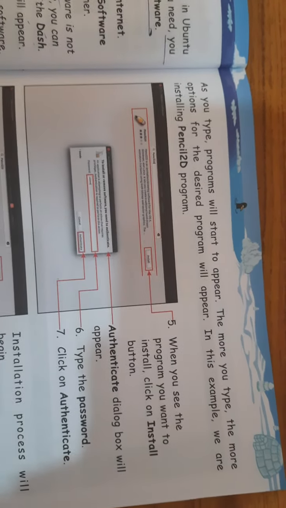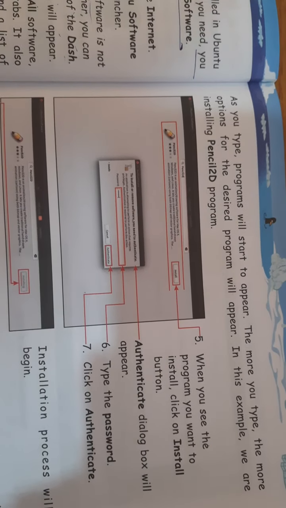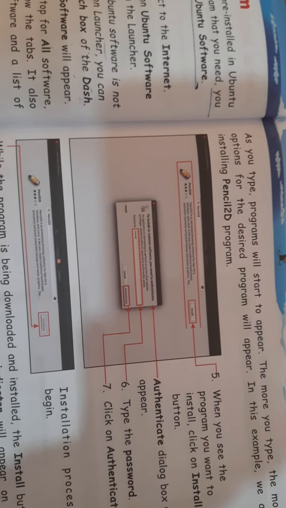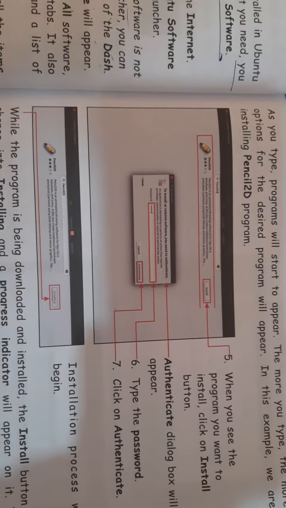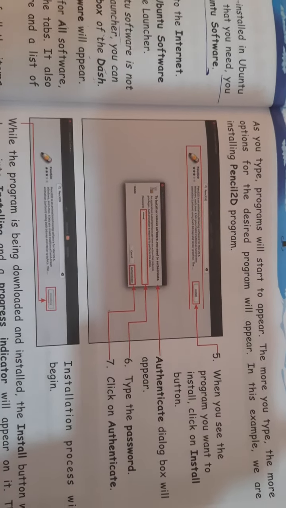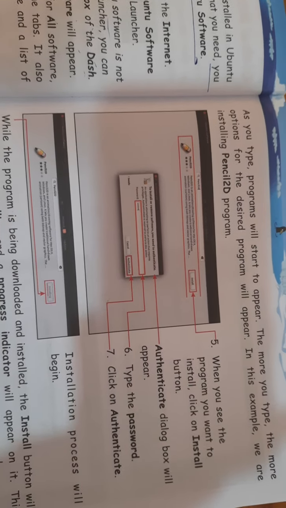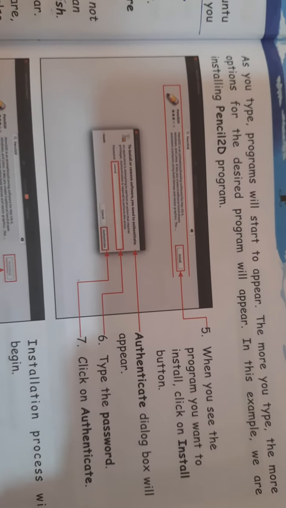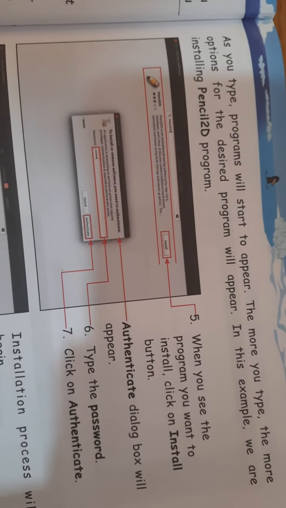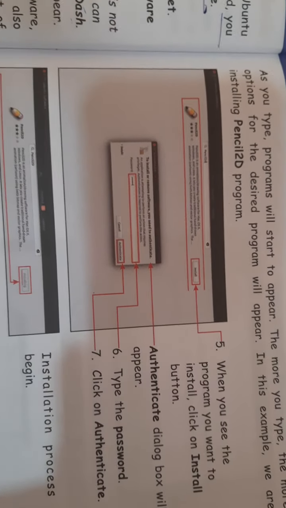Now when you see the program you want to install, click on the Install button. You have typed the program you want to install in the search bar. When you find that program, then you can click on the Install button. After that, an authenticate dialog box will appear. As you can see in the screen, this authenticate dialog box will ask you the password. Type the password, click on Authenticate.